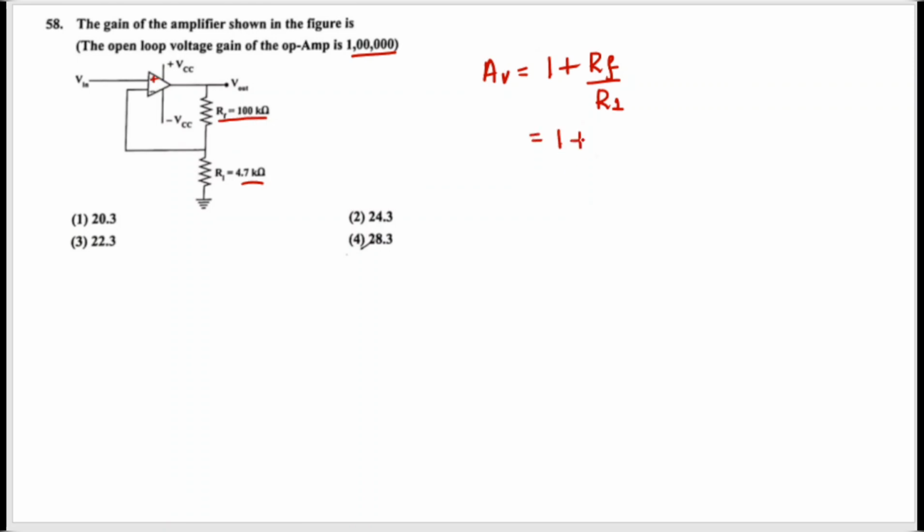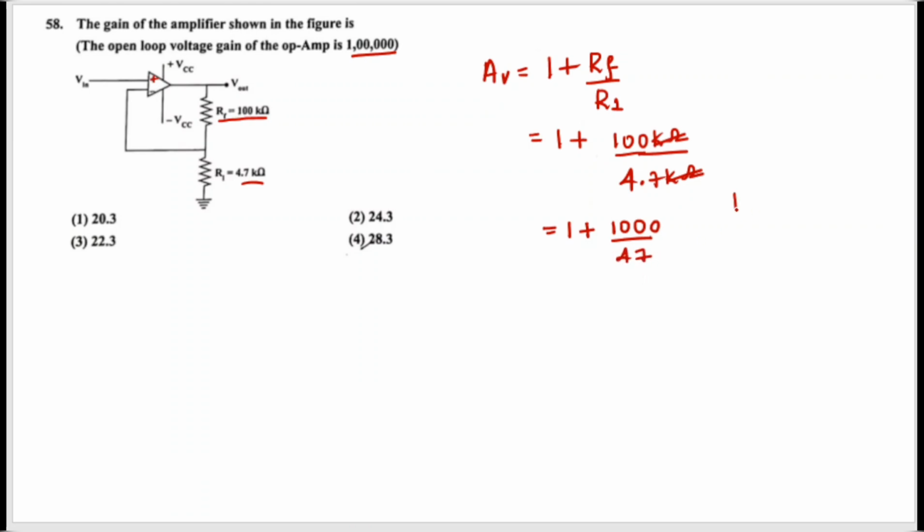It will be 1 plus RF value, 100 kilo ohm, divided by R1 value, 4.7 kilo ohm. Kilo ohm will get cancelled. Remember one thing, the gain has no unit. Okay, it is 1 plus this value. Now to solve this value, it will be 1 plus 100 divided by 4.7. If I remove the decimal point here, it will be 10 to the power of minus 1. If it goes upside, it will be 1000 divided by 47.